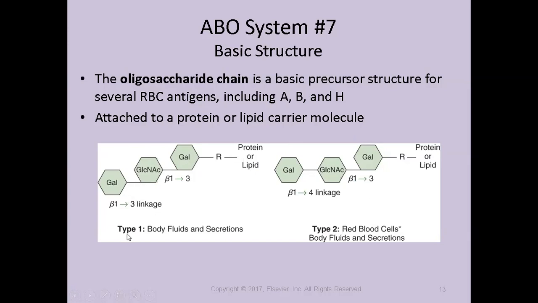However, we can see here a type 1 oligosaccharide chain, and we see different carbohydrates linked together. This type 1 chain is what we find in body fluids and secretions. It's somewhat different than the type 2 oligosaccharide chain, which is what we see mostly on red blood cells, so a little bit different structure. So when someone refers to a type 1 chain, that's strictly related to fluids and secretions. Type 2 is the type of chain used for our red cells. It can be present also in body fluids and secretions, but red cells are not associated with a type 1 chain.